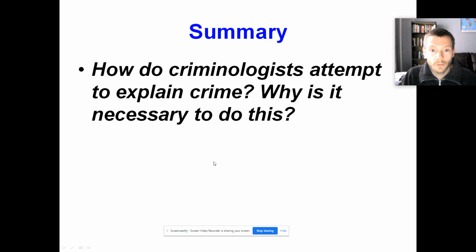In terms of the summary, we're thinking about how criminologists attempt to explain crime and why it's necessary to do so. We'll talk a lot more about that when we look at deterrence theory and the mass incarceration system that exists within the United States, and really understand why it happens, how laws are codified, and how sentencing guidelines come about, when we look at the role of prosecutors, public defenders, and plea bargains. That'll do it for today.